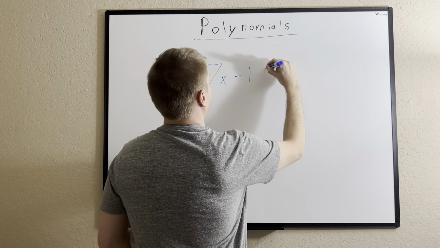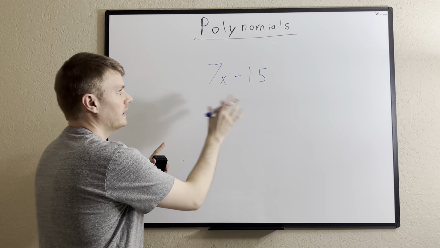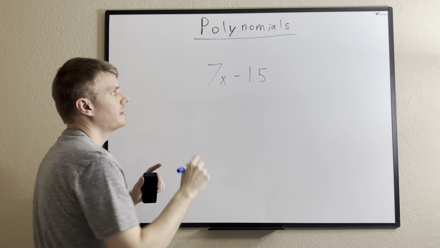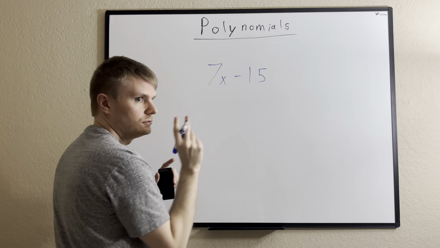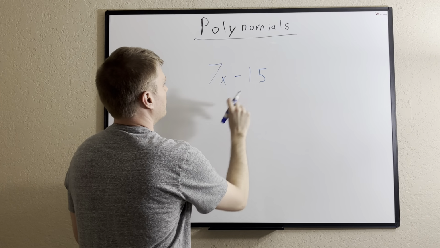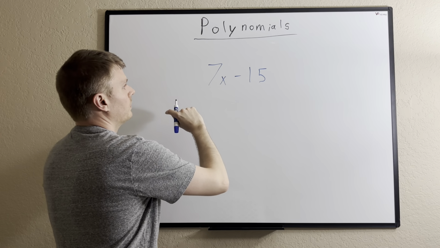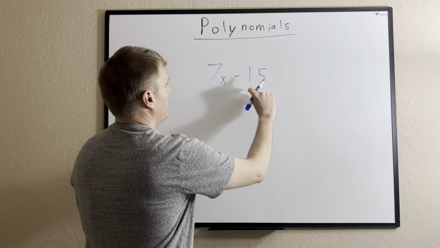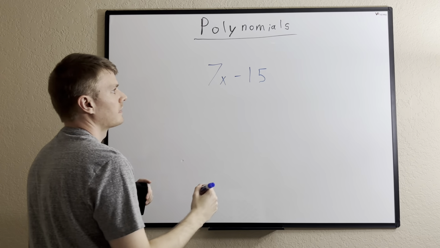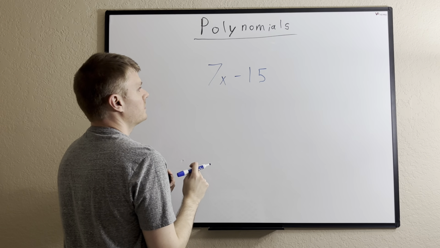you might get something like this. This is a binomial. Before we were just looking at one term. That was a monomial. Mono means one. This is a binomial. Two. So there are two terms. So we have this term right here, the negative 15, and the second term here, 7x.